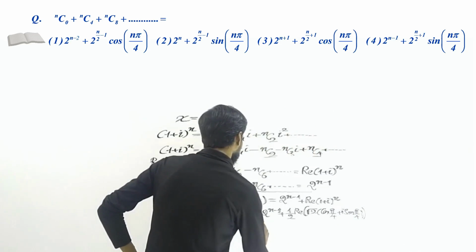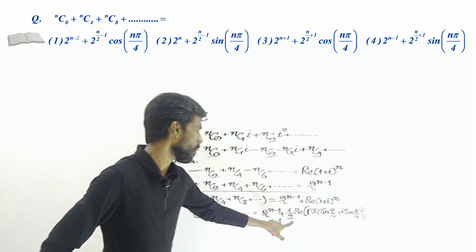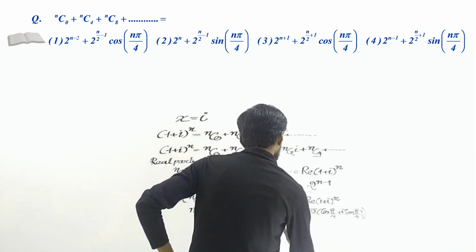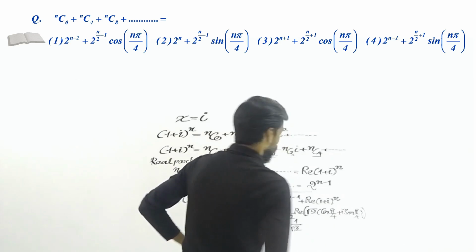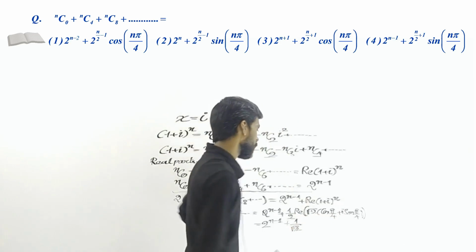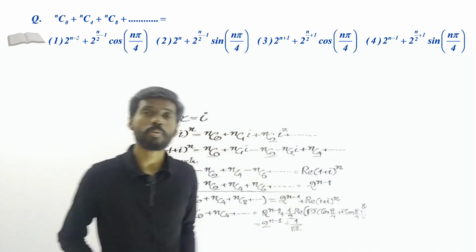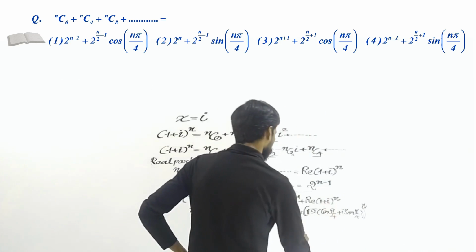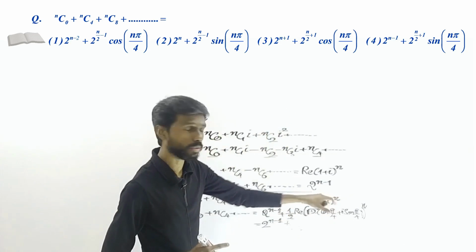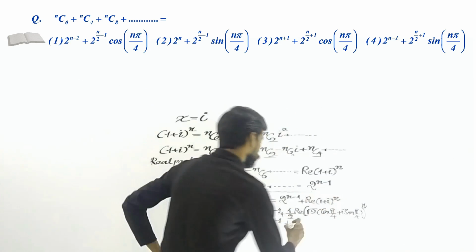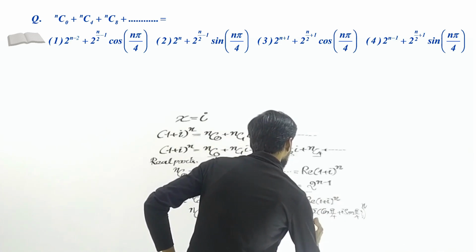So this will give you 2 to the power n minus 1. Now see, the real part of root 2 divided by 2, we can write it as 1 divided by root 2, and then cos pi by 4, to the power n. So this is 2 to the power n by 2. Sorry, this is not 1 by root 2, so it is 2 to the power n by 2 totally. This 2 to the power half, the power n, gives 2 to the power n by 2 minus 1.